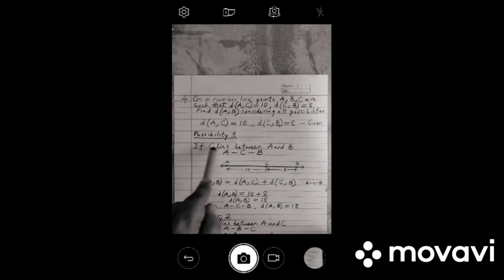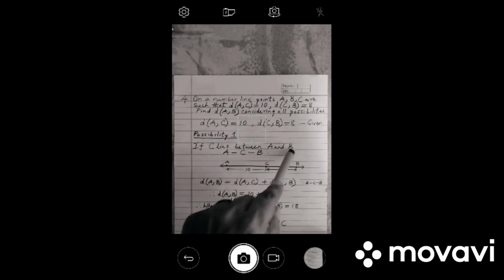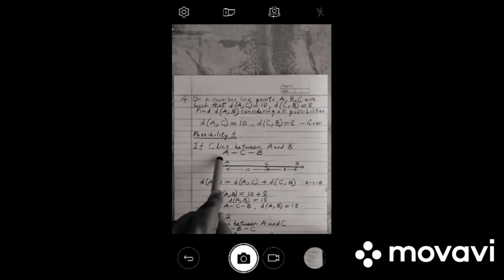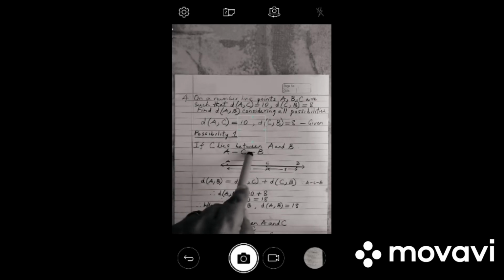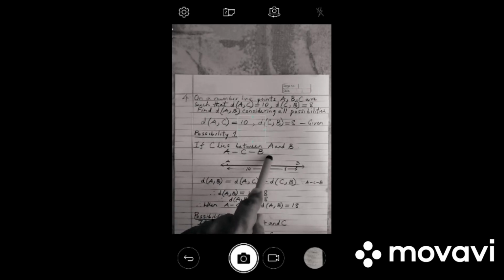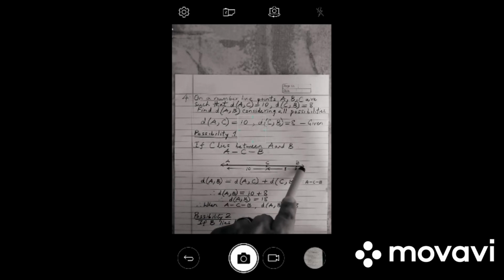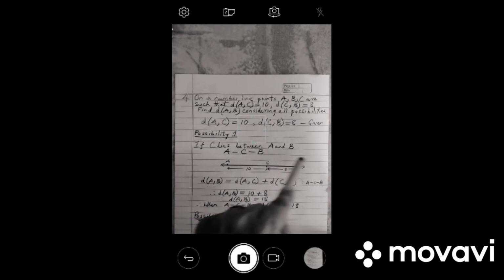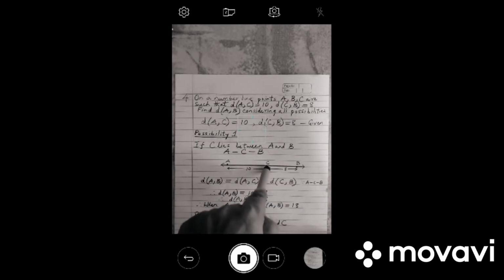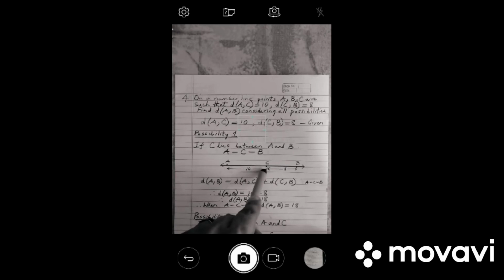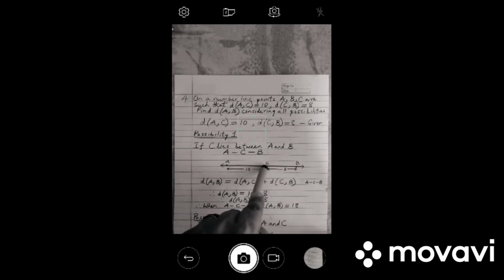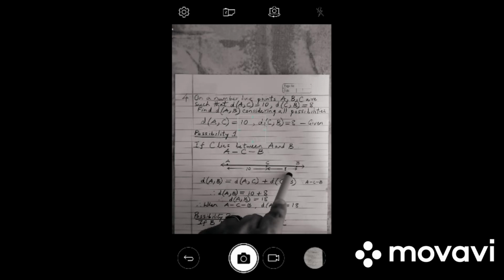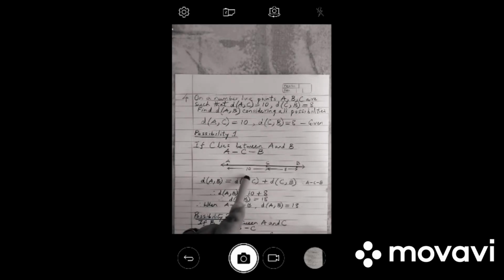Possibility 1, if C lies between A and B, so we'll write it in this way. C lies between A and B. So we have to draw the number line. Now since we have said C lies between A and B, you have to put C in the center and write the measurements. The length of BC is 8. This is a line segment. So length of BC is 8 and the length of AC is 10.